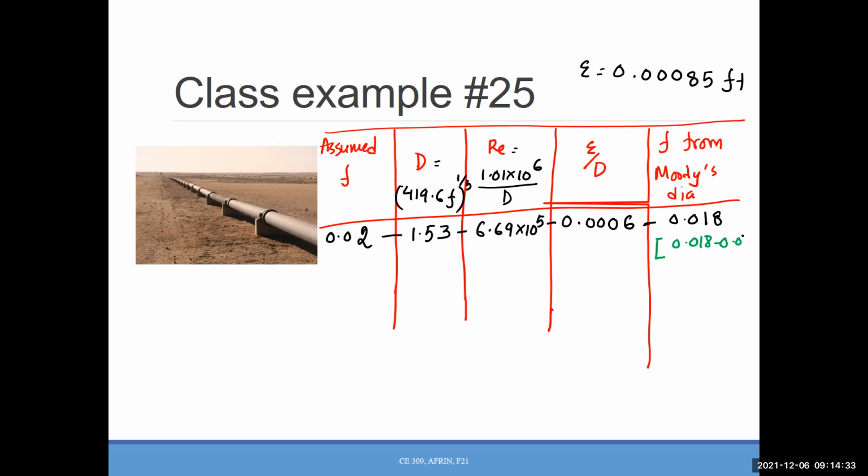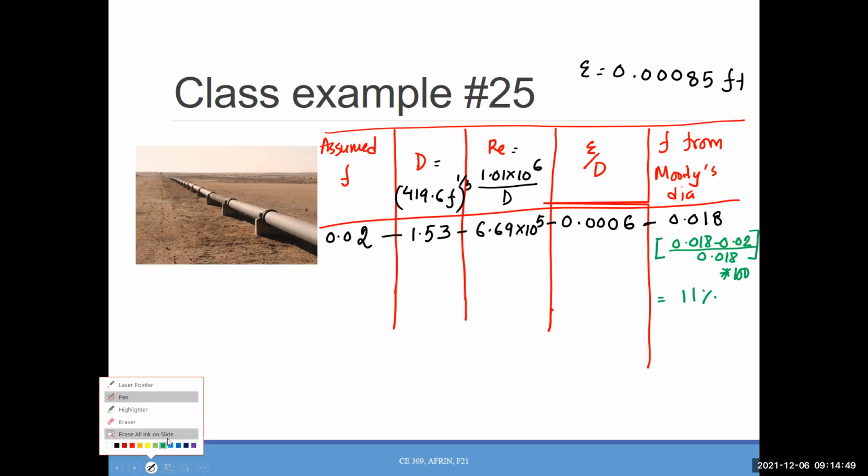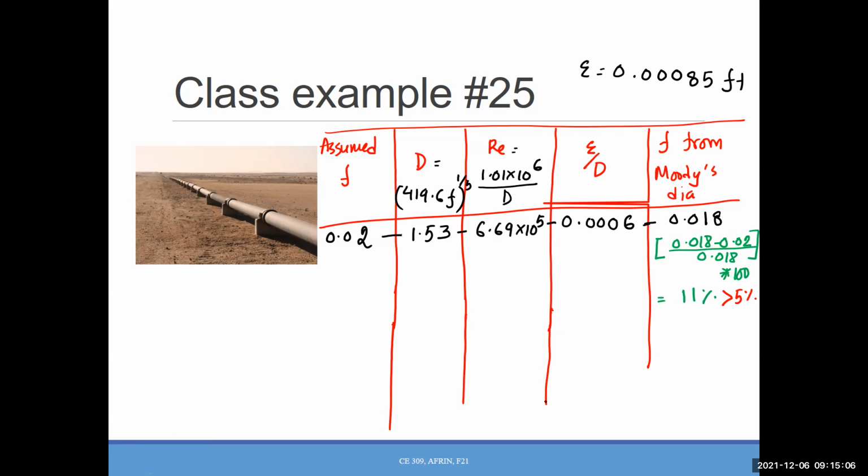0.018 minus 0.02, divided by 0.018, multiplied by 100. 11%. Oh, almost there. But we want to get this value close to 5 or less than 5, right? So we have to do one more trial. Now for the second trial, you can use any other friction factor values, but it is wiser if you use this value.